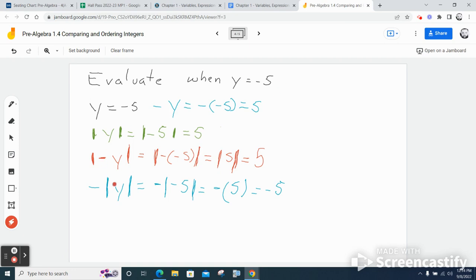Okay? Lastly, what if I got a negative sign outside of the absolute value brackets? Well, I write that down. And then inside the absolute value brackets, I substitute in -5 for y. So I've got the absolute value of y, but y really equals -5. So I'm taking the absolute value of -5. Well, the absolute value of -5 is 5, but this negative sign doesn't just go away. It remains. So what's negative 5? It's just negative 5. Okay? Any questions on that?